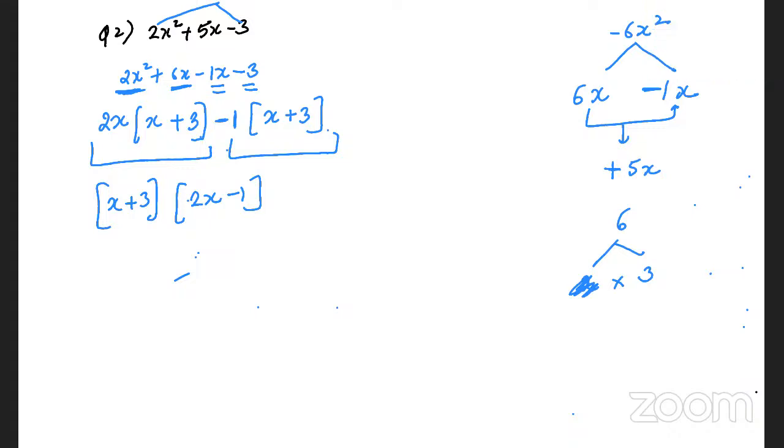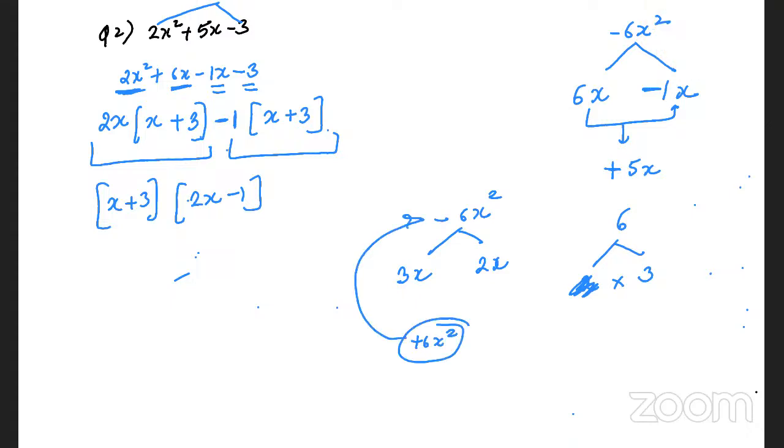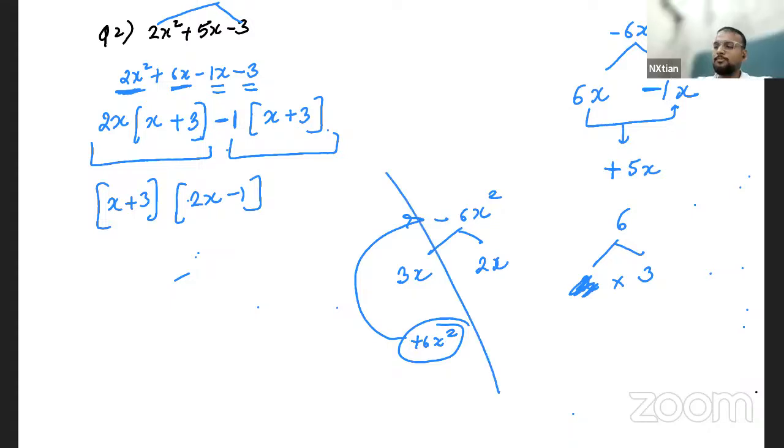Actually, I did 3x and 2x when I did the middle term splitting. So if you multiply 3x and 2x, Anna, what will you get? Plus 6x square. But you need an answer of minus 6x square. That's why it's wrong. Understood, Anna? You got it?